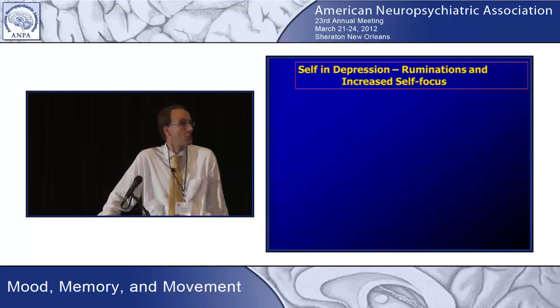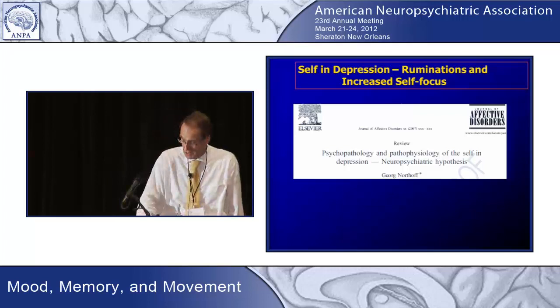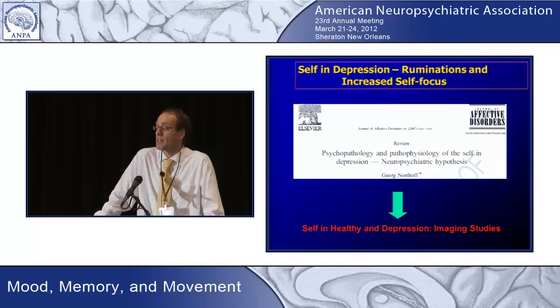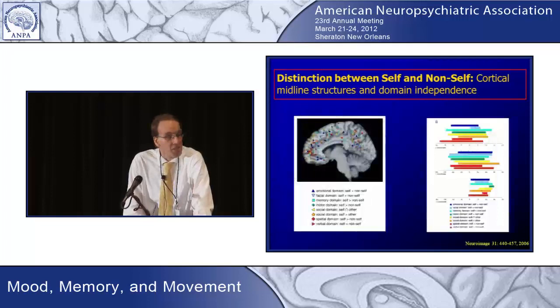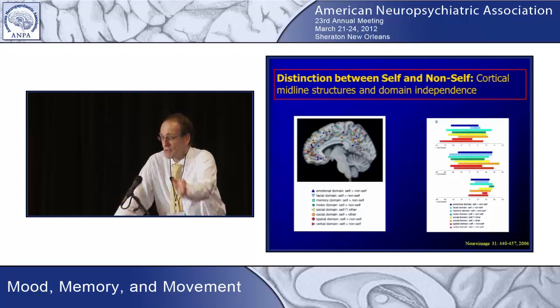So as I said, we called that an increased self-focus, and how can we research that? I will make a brief detour into the domain of the healthy self and then come back to the depressed self. The self has been very popular in neuroscience for about 10, 15 years. It really shifted from philosophy to neuroscience.